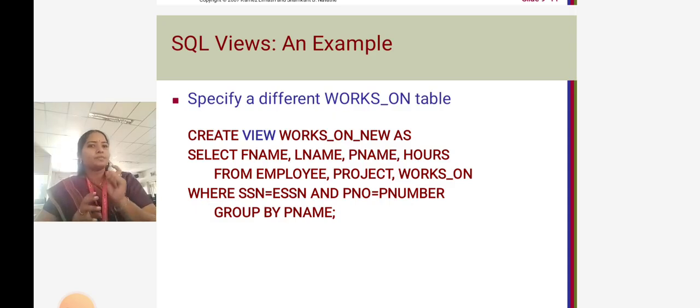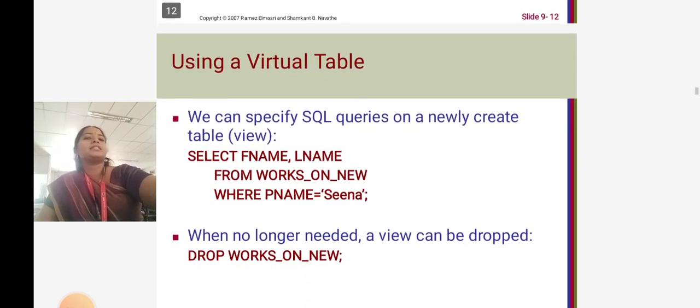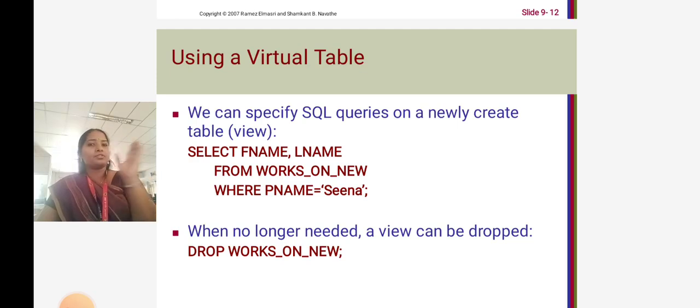CREATE VIEW WORKS_ON_NEW AS SELECT Fname, Lname, Pname, Hours FROM EMPLOYEE, PROJECT, WORKS_ON WHERE Ssn = Essn AND Pno = Pnumber GROUP BY Pname. That is first name, last name, and Pname is the project name. GROUP BY groups only by the values of a group.